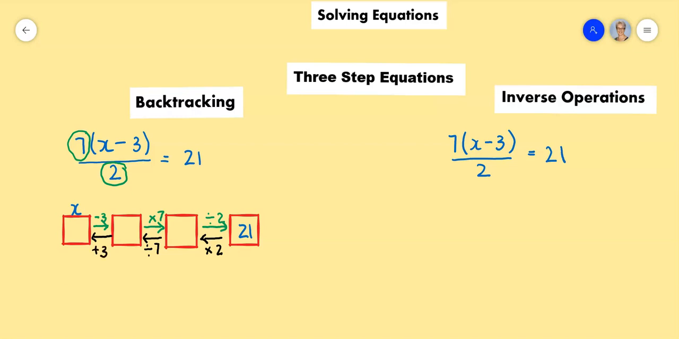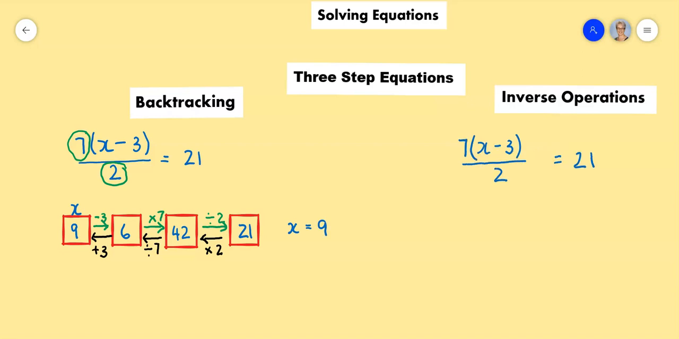So when we perform all those operations and work backwards, we say 21 times 2 gives us 42. 42 divided by 7 gives us 6, and 6 plus 3 gives us 9. So our answer is x is equal to 9.